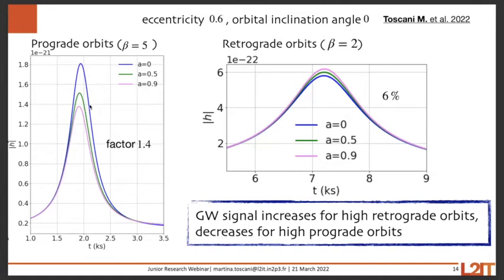And you can see from this plot that the gravitational wave signal seems to decrease for high prograde spins. Instead, we can observe the opposite trend in this other plot, where this time I'm considering retrograde orbits. And in this case, the gravitational wave signal seems to increase for high retrograde spins. This is the first trend that I observed from this study.